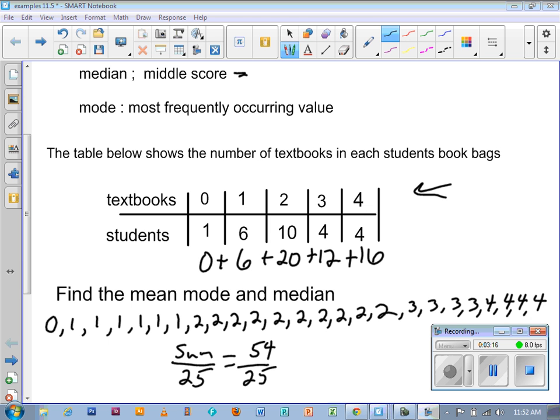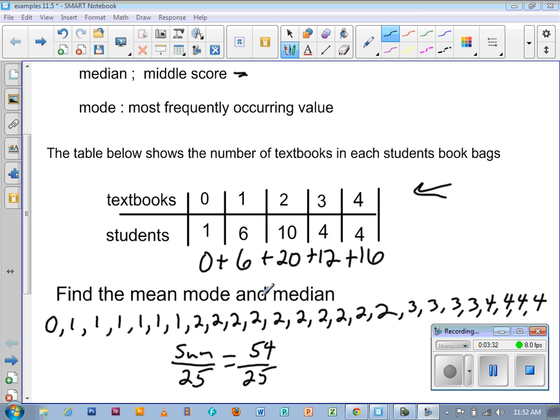Okay, welcome back. As you can see, if you add all these numbers together, you get 54, and that's the same sum as if you would add all these numbers. Obviously, if we just use the multiplication and then add, it gives you an easier time of finding that 54.